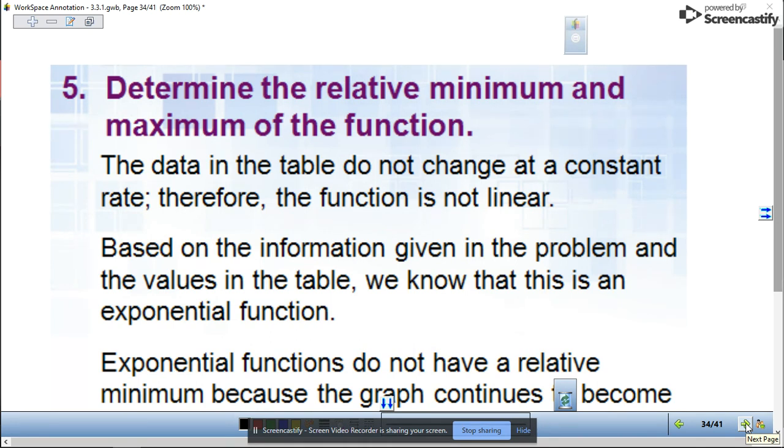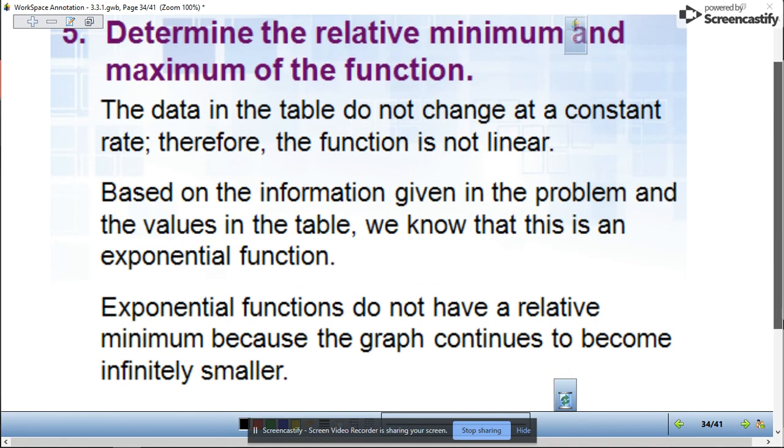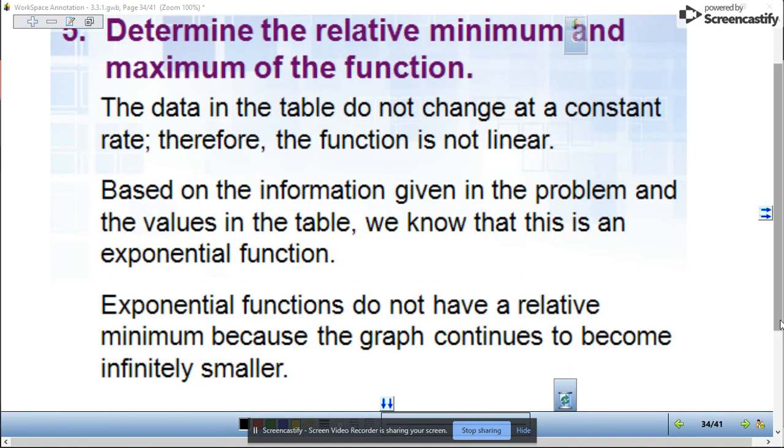Relative min and max. The data in the table do not change at a constant rate, therefore the function is not linear. Based on this information, we know this is exponential. Exponential functions do not have a relative minimum because the graph continues to become infinitely smaller. Even though it's closing in on 0, it can always get closer and closer to 0. Right? It can always get closer and closer to 1 over some gigantic number. So it goes out to infinity in that direction, so it gets infinitely closer to 0.